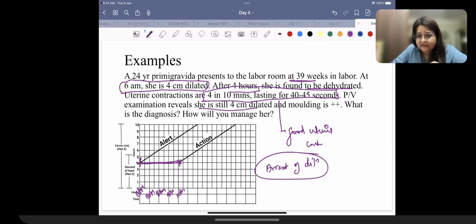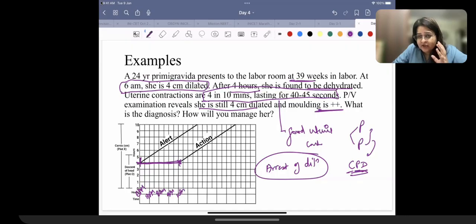Despite good uterine contractions, dilatation has not happened. That means there's possibly a problem in the passage or the passenger. What we call cephalopelvic disproportion. What is cephalopelvic or fetopelvic disproportion? Something is wrong, either the fetus is big or the pelvis is small. Some problem is there, right?